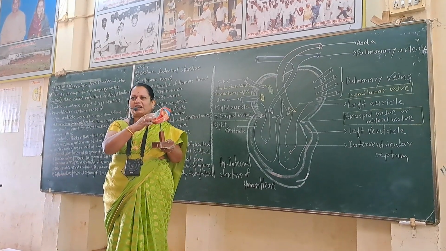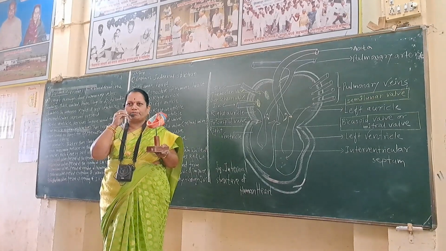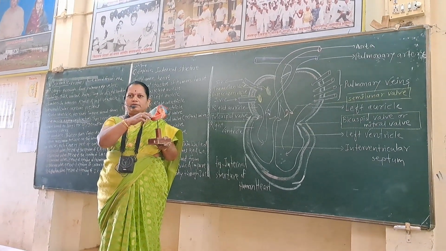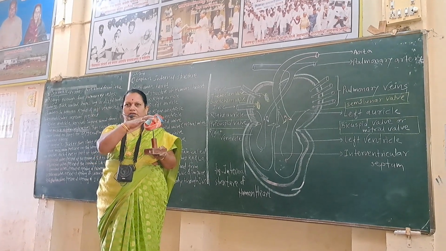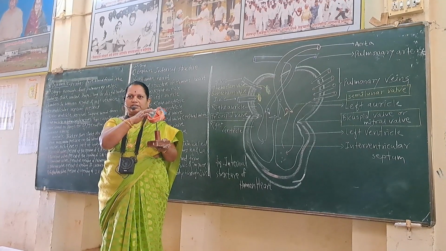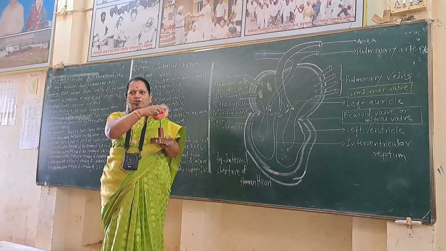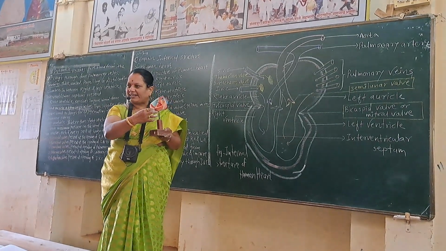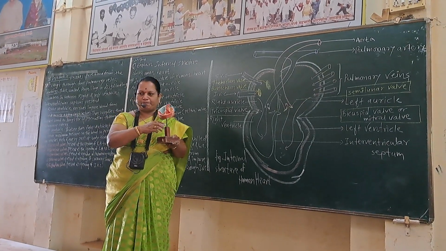Internal structure of the human heart is the most important topic, always asked for board exams. Internally, the human heart shows how many chambers? 4 chambers are there. Upper 2 chambers are called auricles. Lower 2 chambers are called ventricles. Auricles are called receiving chambers because they receive the blood. Ventricles are called propelling or distributing chambers because they distribute the blood to the body.